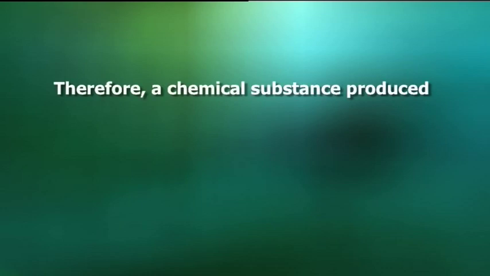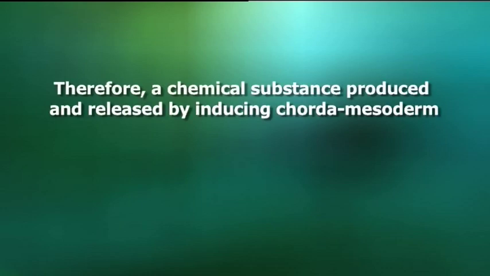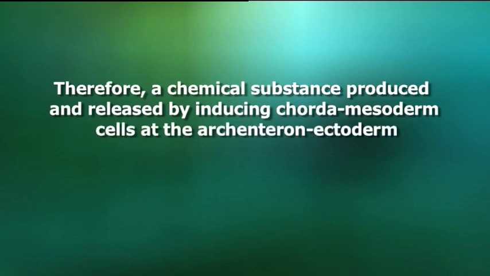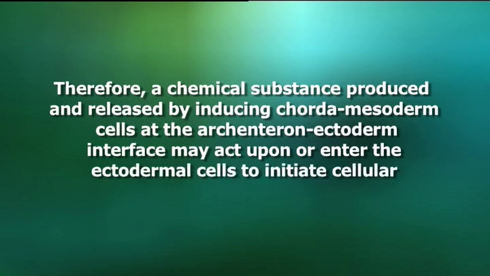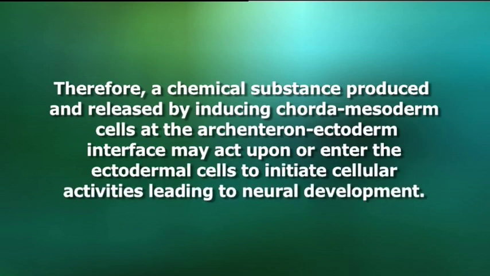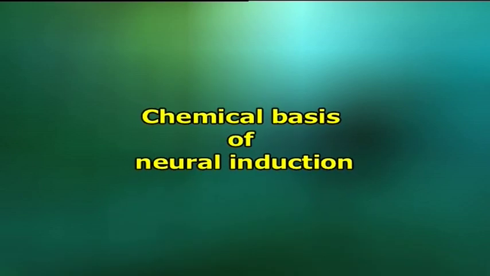Therefore, a chemical substance produced and released by inducing chorda mesoderm cells at the archenteron ectoderm interface may act upon or enter the ectodermal cells to initiate cellular activities leading to neural development. From the experiments done later on, it was suggested that both of these possibilities are very much involved for neural induction. Chemical basis of neural induction.